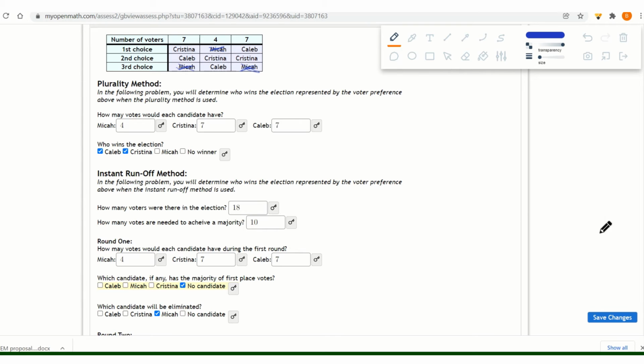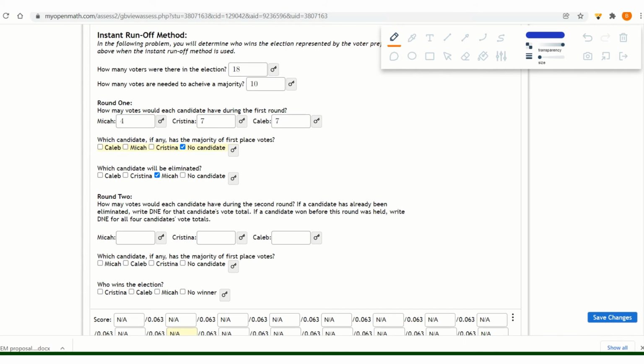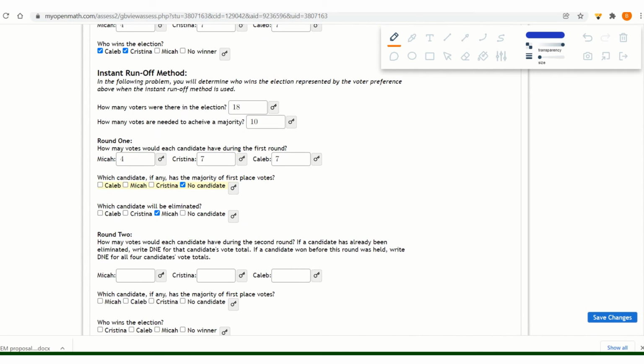All right, so let's go to part 2. Now that Micah is out of the election, I'm not sure if it's going to let me scroll. Oh, it is, good. Once I start using that little write-on thing, sometimes it doesn't. So round 2: how many votes would each candidate have during the second round? Micah is out. If a candidate has already been eliminated, we write D and E for that candidate. So Micah's out, we write D and E. I have to write it instead of type it because I'm using this write-on tool. Now we're just looking at Christina and Caleb.